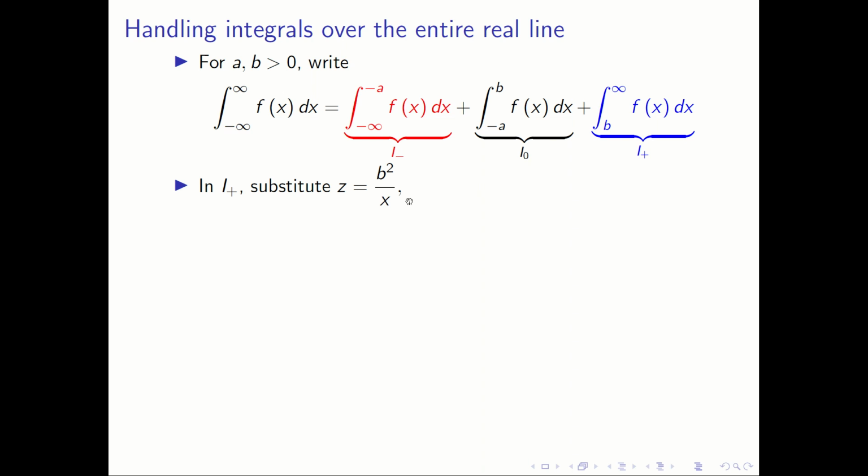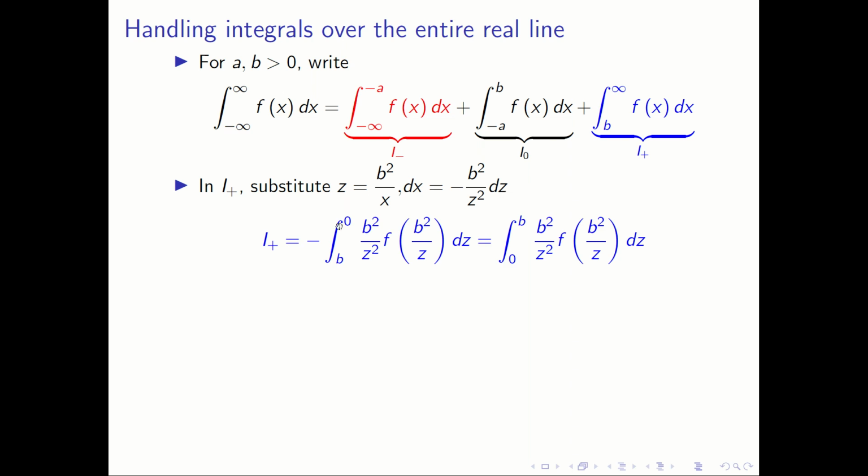Now on I plus, what you do is you carry out a substitution z equals b square by x. The reason why you want to do that is, firstly, dx of course becomes minus b square by z square dz. It's a pretty straightforward substitution, and I plus becomes minus b square by z square dz coming from dx, and f of course is f of x, but x is b square by z, so f of b square by z.